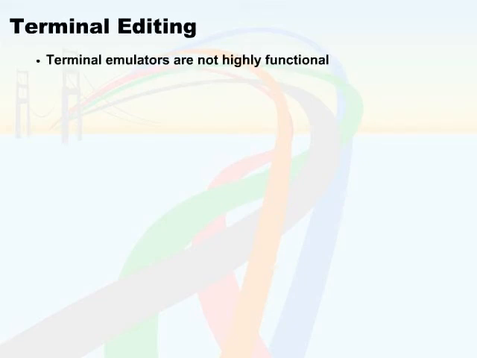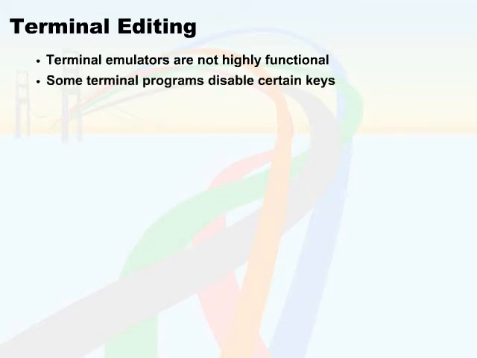Sometimes you may have to use a terminal emulator, which is not all that functional. In some cases, some of the terminal emulation programs that you use will actually have certain keys or keystrokes disabled. One of the primary examples of this is some of the later Windows operating systems that have actually disabled arrow keys in the HyperTerminal. And a lot of people use HyperTerminal to access their routers.